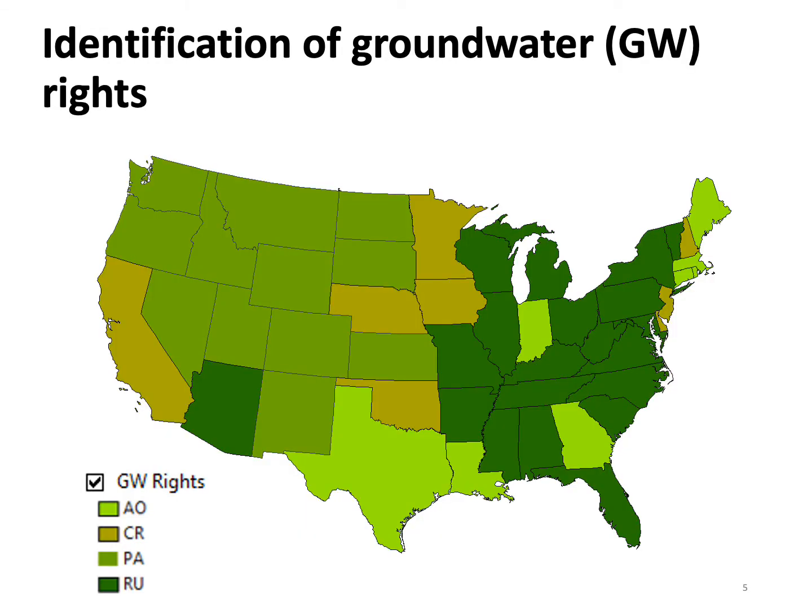This US map is showing all the states with their assigned groundwater rights with the different shades of green. Most of the western states follow prior appropriation, noted as PA, and most of the states on the eastern side follow reasonable use, noted as RU. And you see that Indiana is following absolute ownership, which is AO, and some other states: Texas, Louisiana, Georgia, Maine, New Hampshire, Massachusetts. In California, they are using CR, along with Iowa and Minnesota.